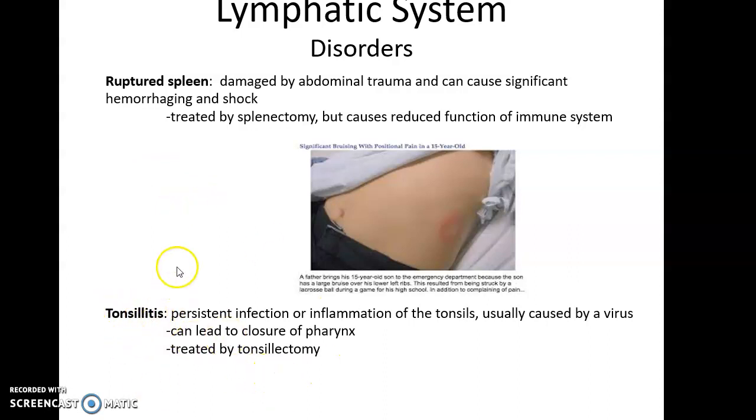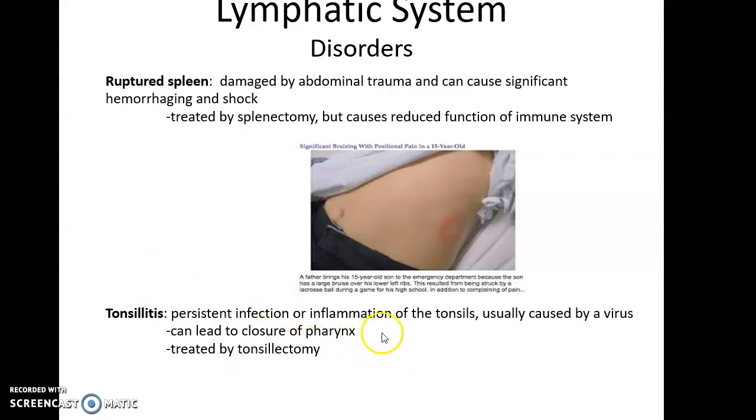Tonsillitis. Tonsillitis is when someone has persistent infection or inflammation of the tonsils. Can be caused by a virus, could be caused by other things. Basically, they end up getting these inflammations, the swelling of the tonsils multiple times, enough that the doctors think this is a serious chronic problem.